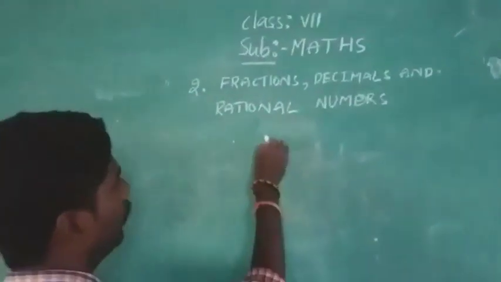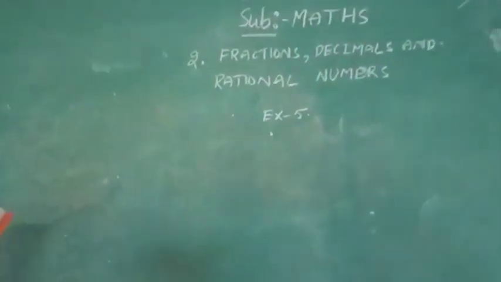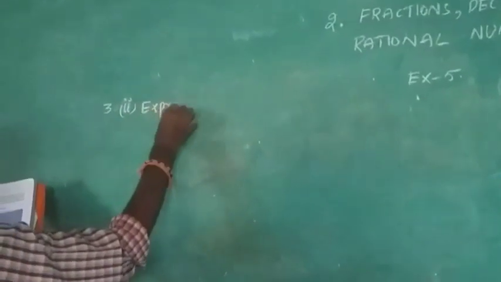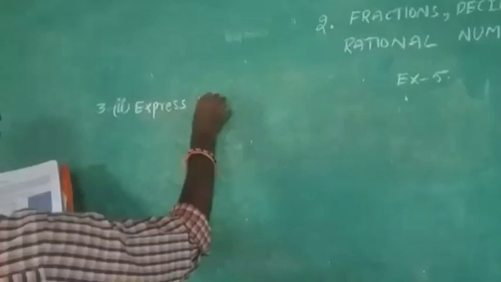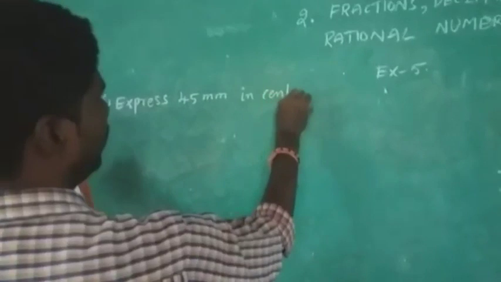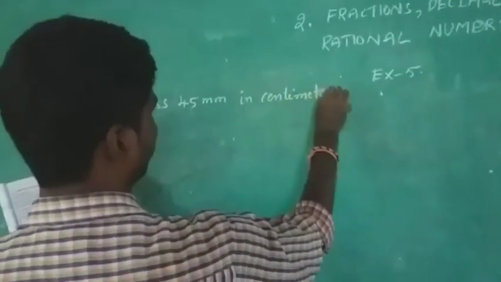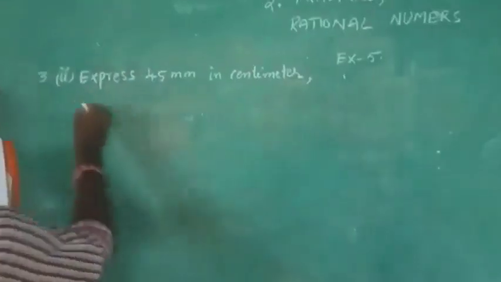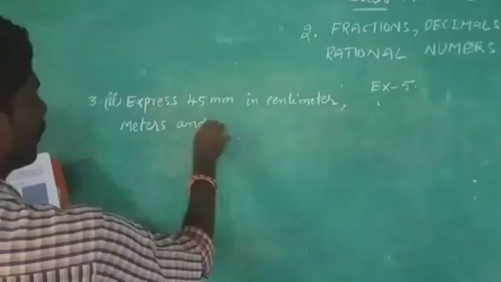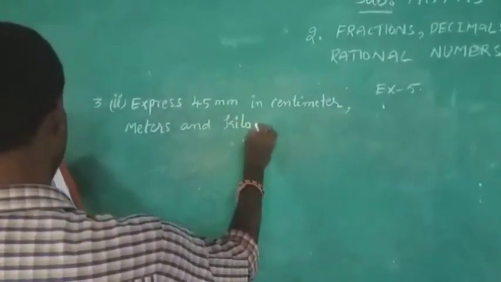Now I am going to explain the third bit, the second problem. What is the third bit? The question: Express 45 millimeters in centimeters, meters and kilometers.